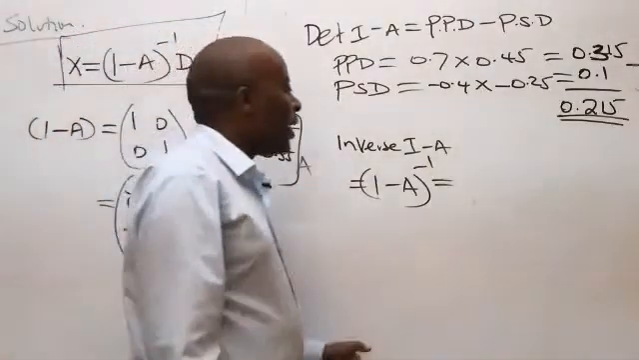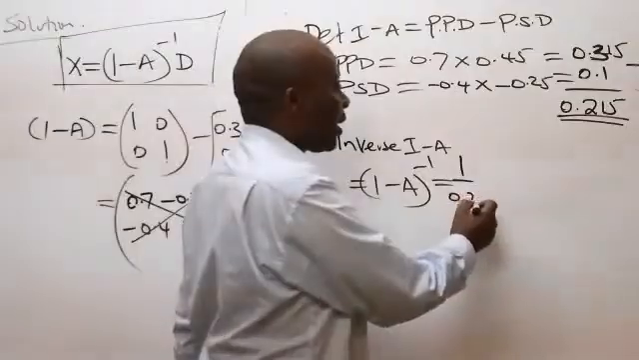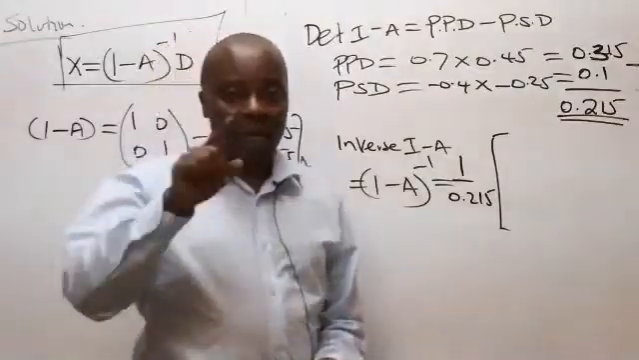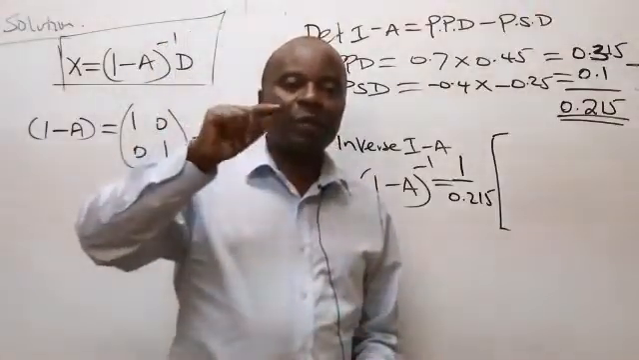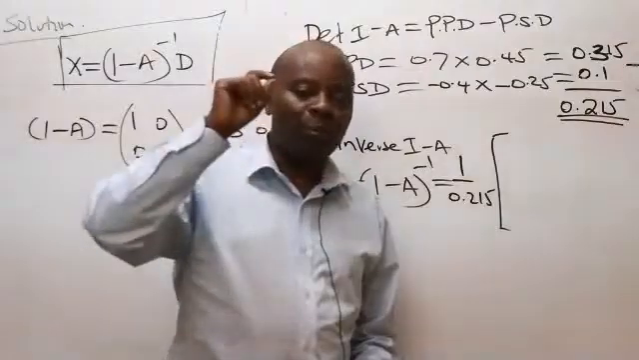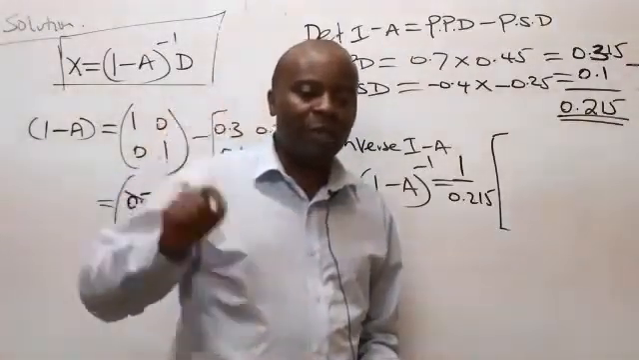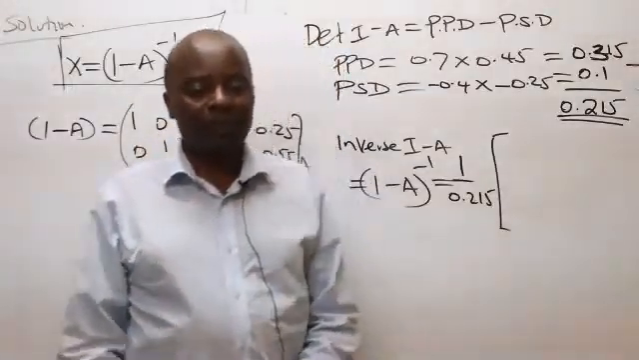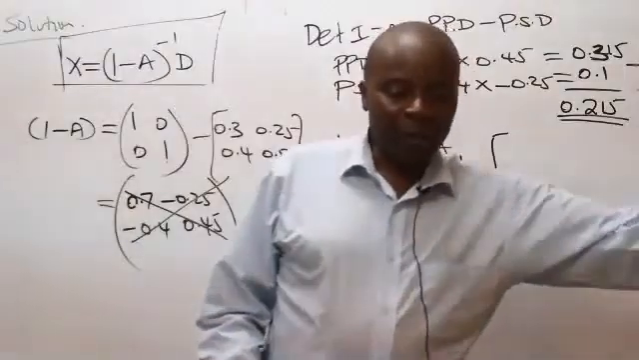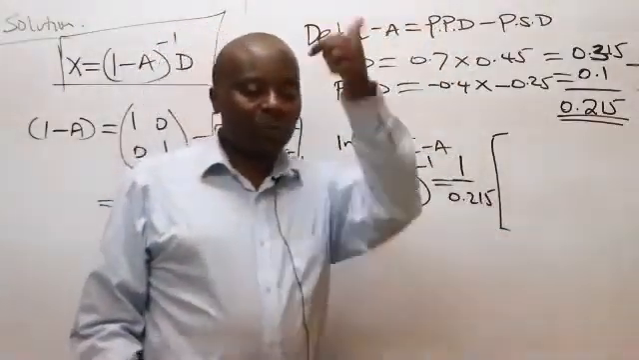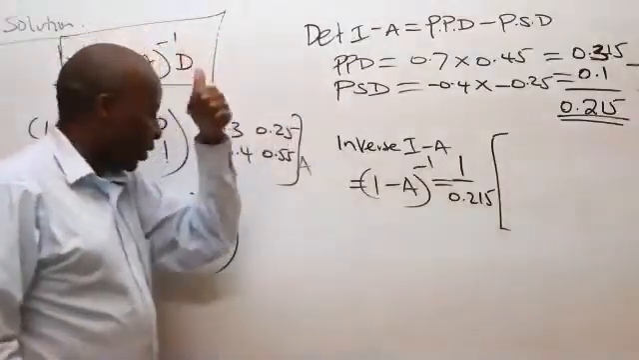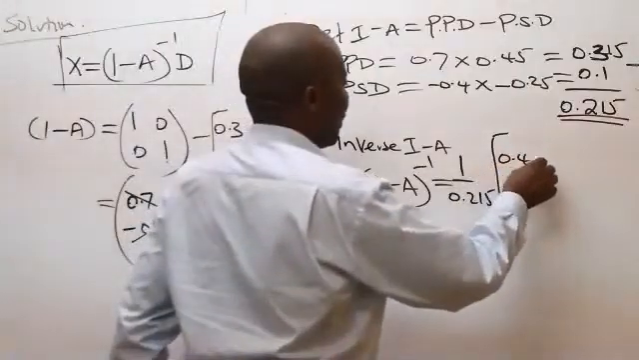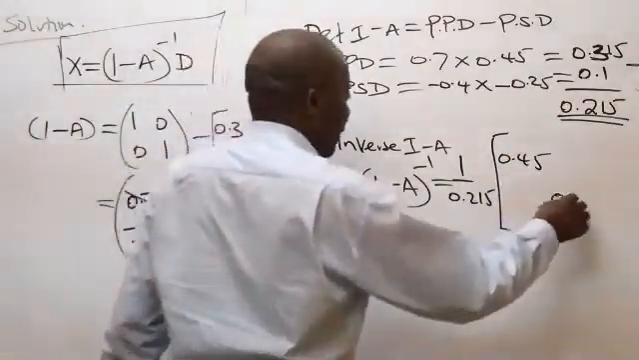So this means the inverse will be 1 over the determinant, into, while inversing, what is it that we normally do for primary diagonal elements? We swap them. Thanks, Gertrude. Gertrude has watched that video. Primary elements, we always swap them, swapping the respective positions. So 0.45 goes up there, 0.7 goes down there.